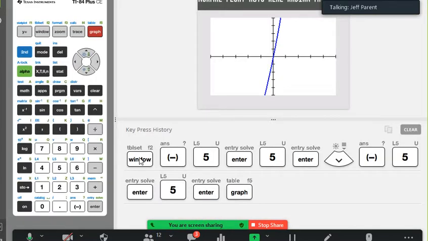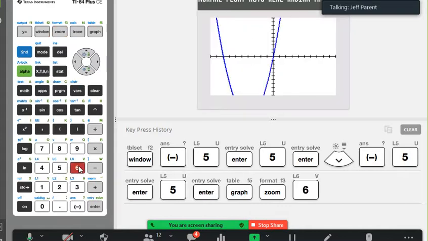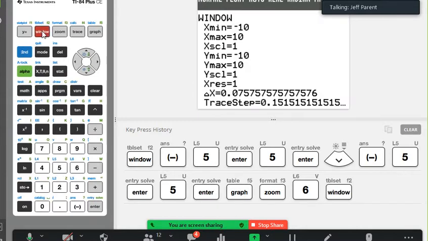There's a quick way to get those settings, and that's if you hit the zoom 6 key. Zoom 6 takes you to zoom standard. And that's just going to go -10 to 10 on both x and y axes. So if you take a look back at the window here, that shows you exactly what we have there.